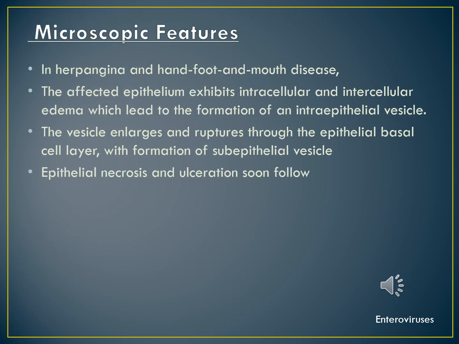Microscopic features of enteroviruses: In Herpangina and hand, foot, and mouth disease, the affected epithelium exhibits intracellular and intercellular edema, which leads to formation of an intraepithelial vesicle. The vesicle enlarges and ruptures through the epithelial basal cell layer with formation of a subepithelial vesicle, and epithelial necrosis and ulceration soon follow. Inclusion bodies and multinucleated epithelial cells are absent.